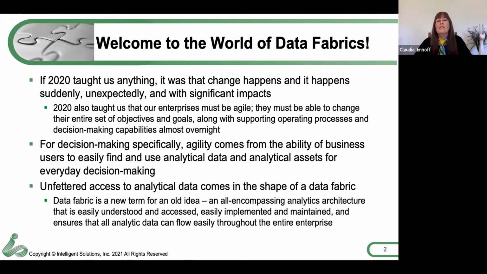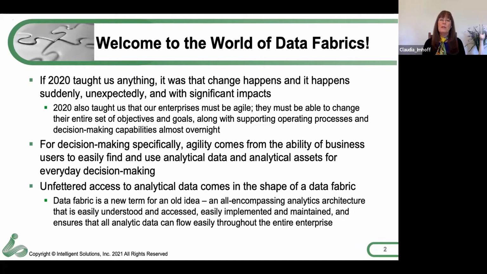First of all, 2020, if it taught us anything, change happens. We've always been saying that, but boy, can change happen. And it happens in a heartbeat, suddenly, unexpectedly, and with huge impacts on our personal lives, on our companies, on our world, on our environment. It also taught us that our enterprises have to be agile. We had to change on a dime, didn't we? We had to be able to change our entire set of objectives and goals, along with the supporting operating processes, decision-making capabilities, almost overnight, almost immediately.